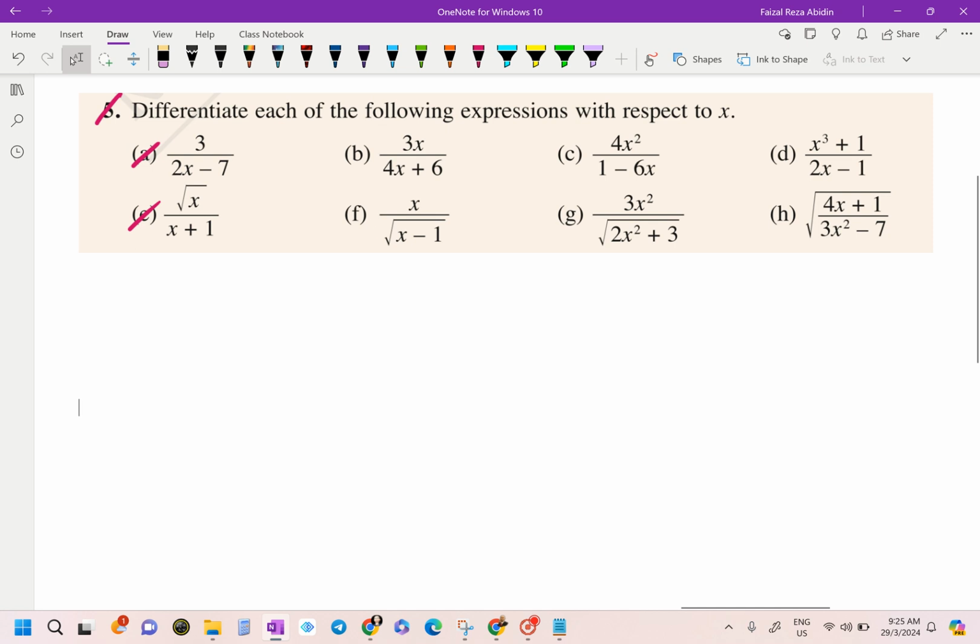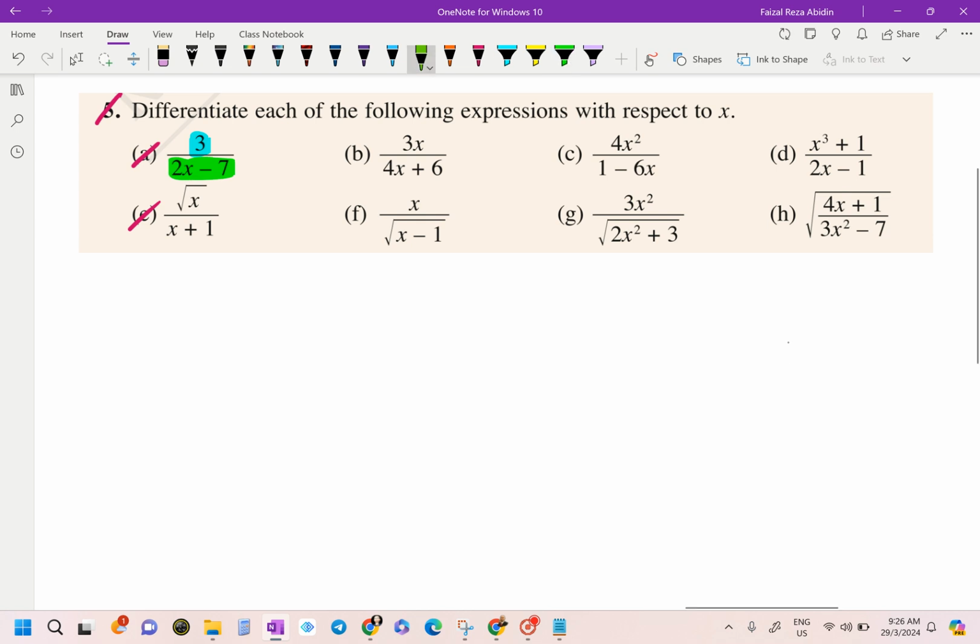Okay, for number 5 over here, I got A and C. So what should we do first? A and C, A and E. Okay, this one, what we are going to do, if you look, we have our quotient, right? This is u. Sorry, u. This is v. Right.